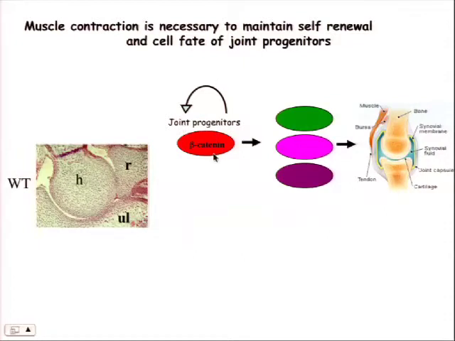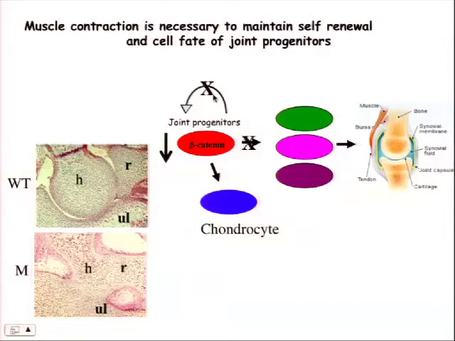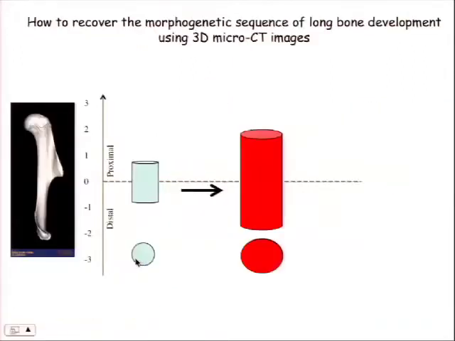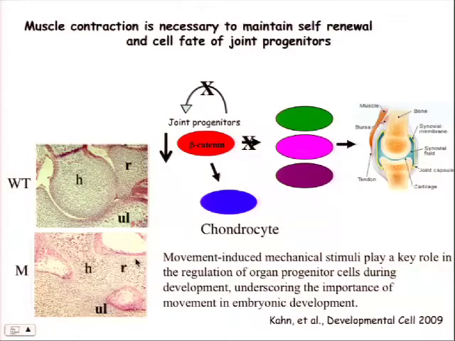Now, what we've shown is that in the absence of mechanical stimuli from movement, beta-catenin activity went down in these cells. As a consequence, they lost their proliferation and their ability to differentiate into joint cells and instead became chondrocytes, and as a result, we lost the joint. I think it's a very nice example of the importance of movement and mechanical stimuli in regulating different progenitor cells in the embryo.